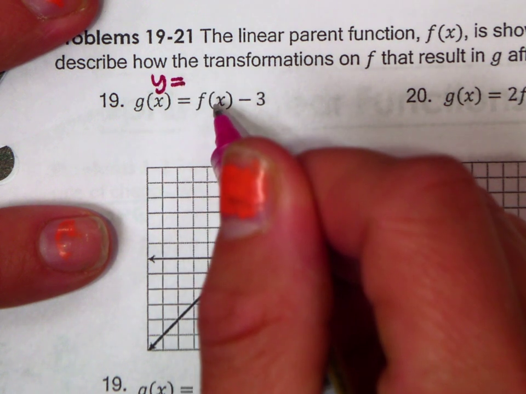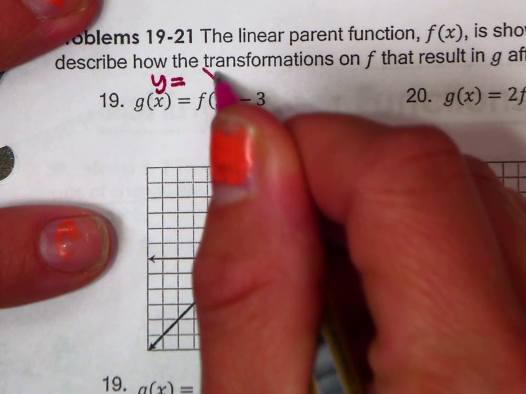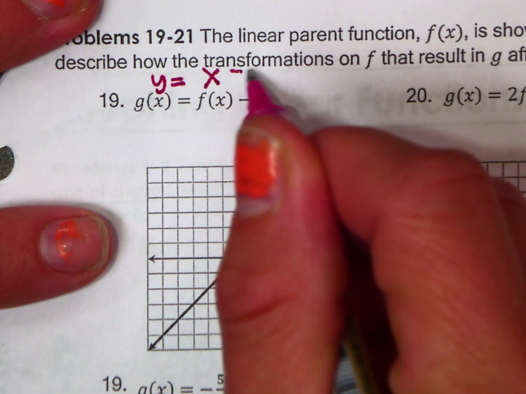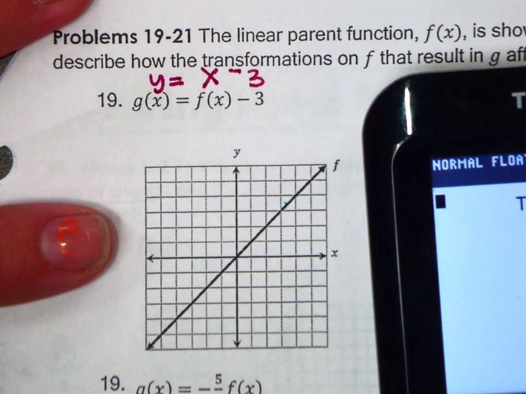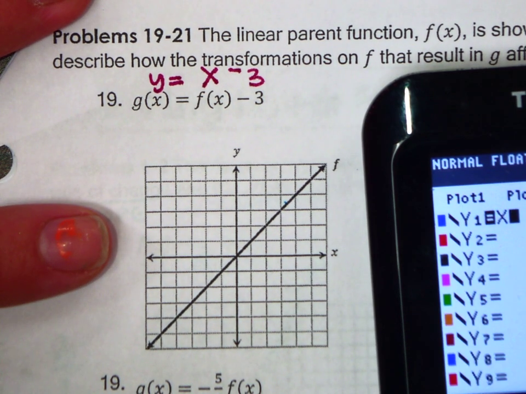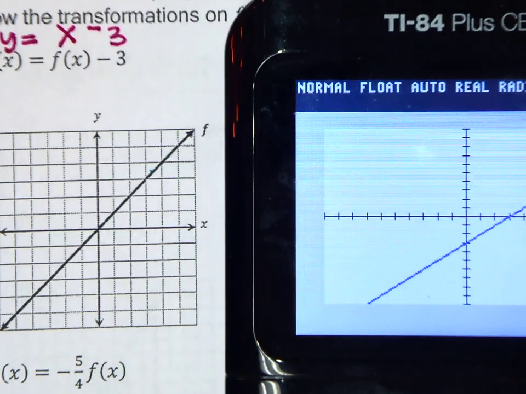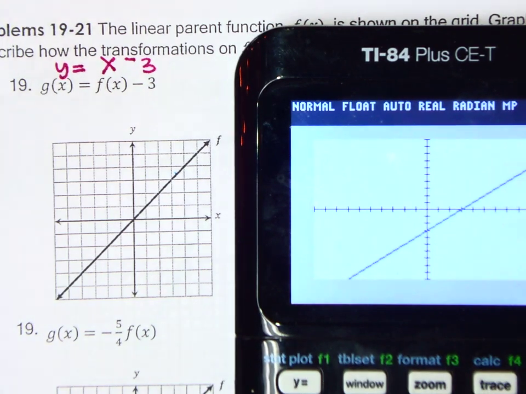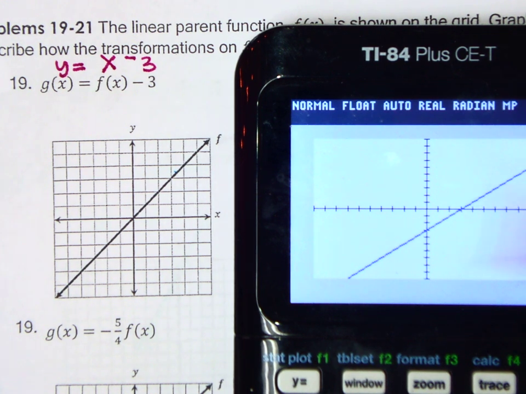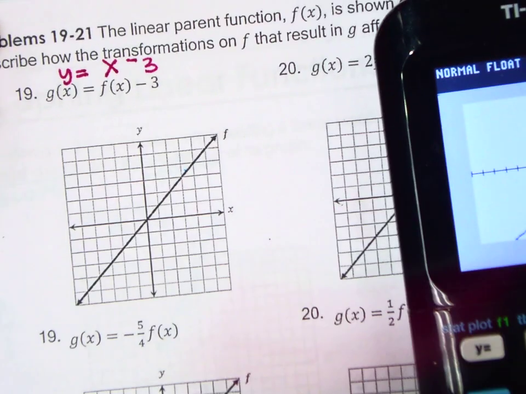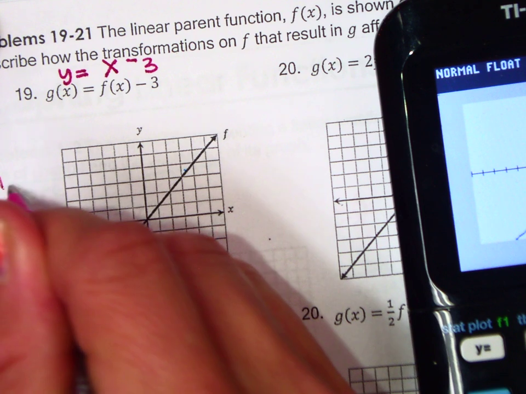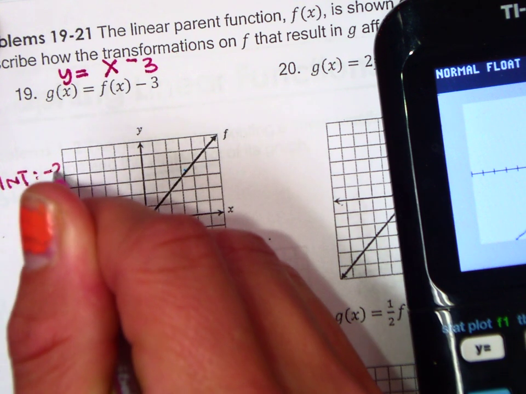So y equals, don't put the f, just put x, and then the minus 3 is on the outside. So I think it is a good idea to type stuff in the calculator just to give you a little check when you're graphing. So I know that when I graph, it's going to look like this. Your y-intercept is going to be -3.